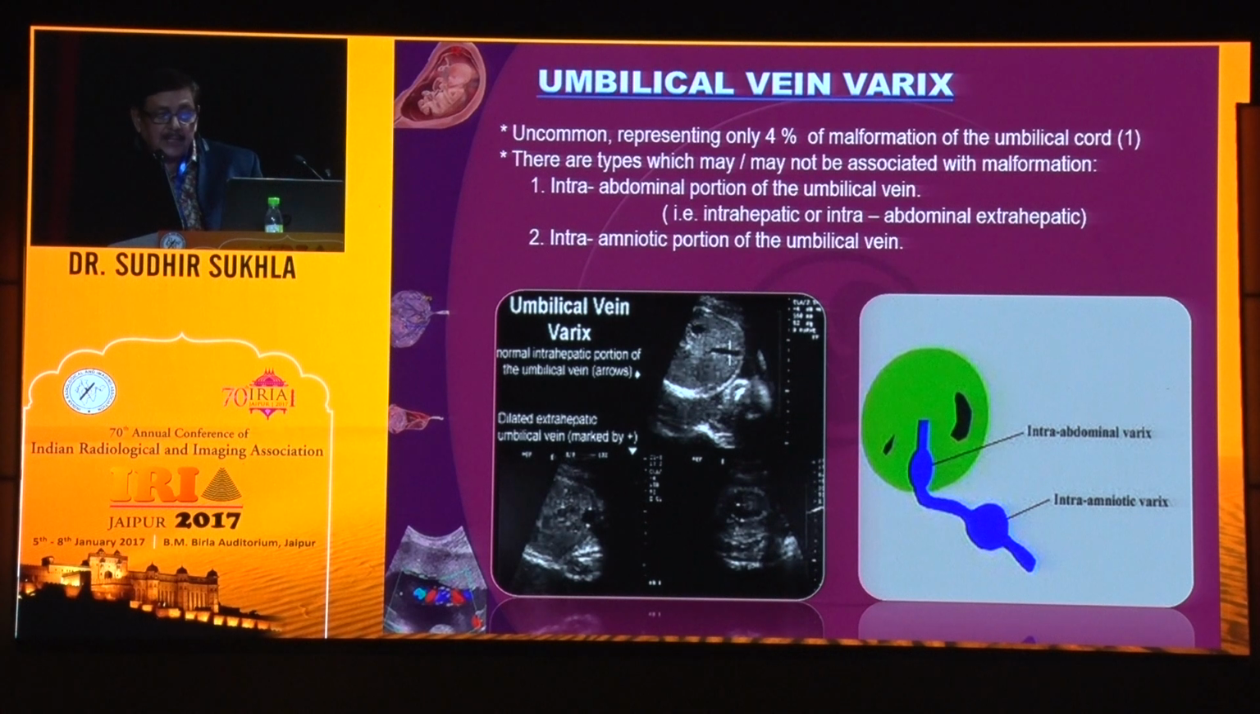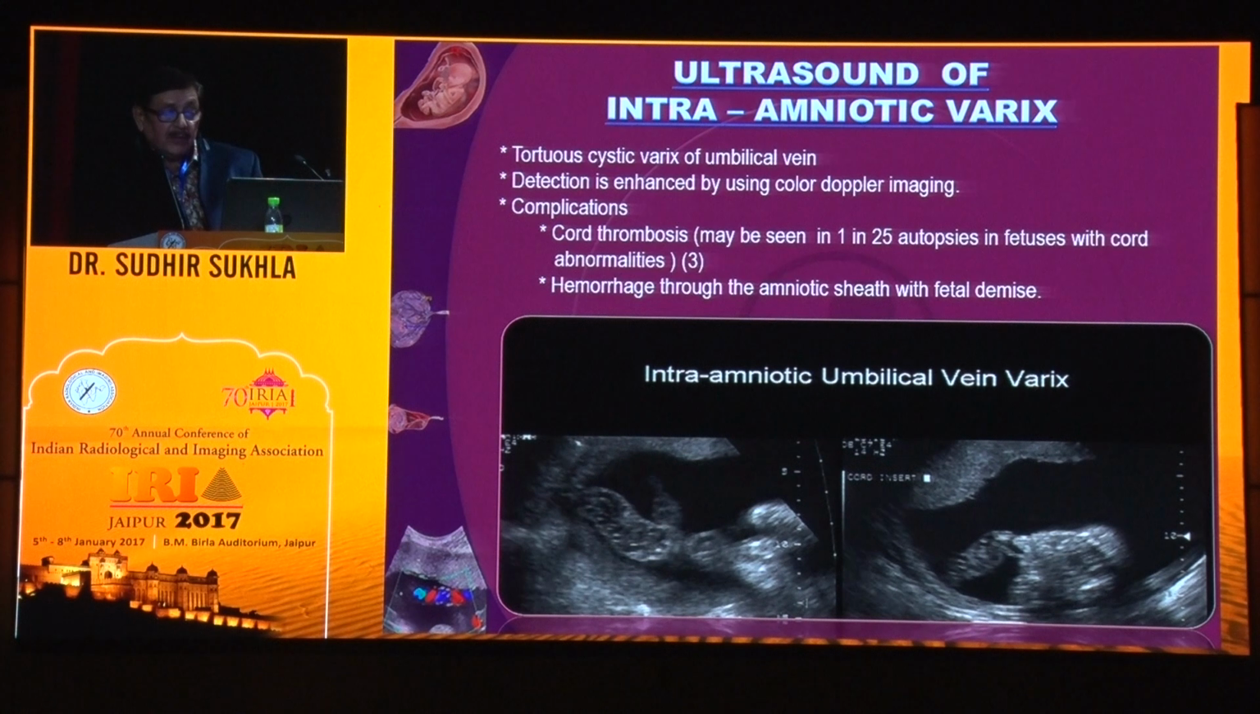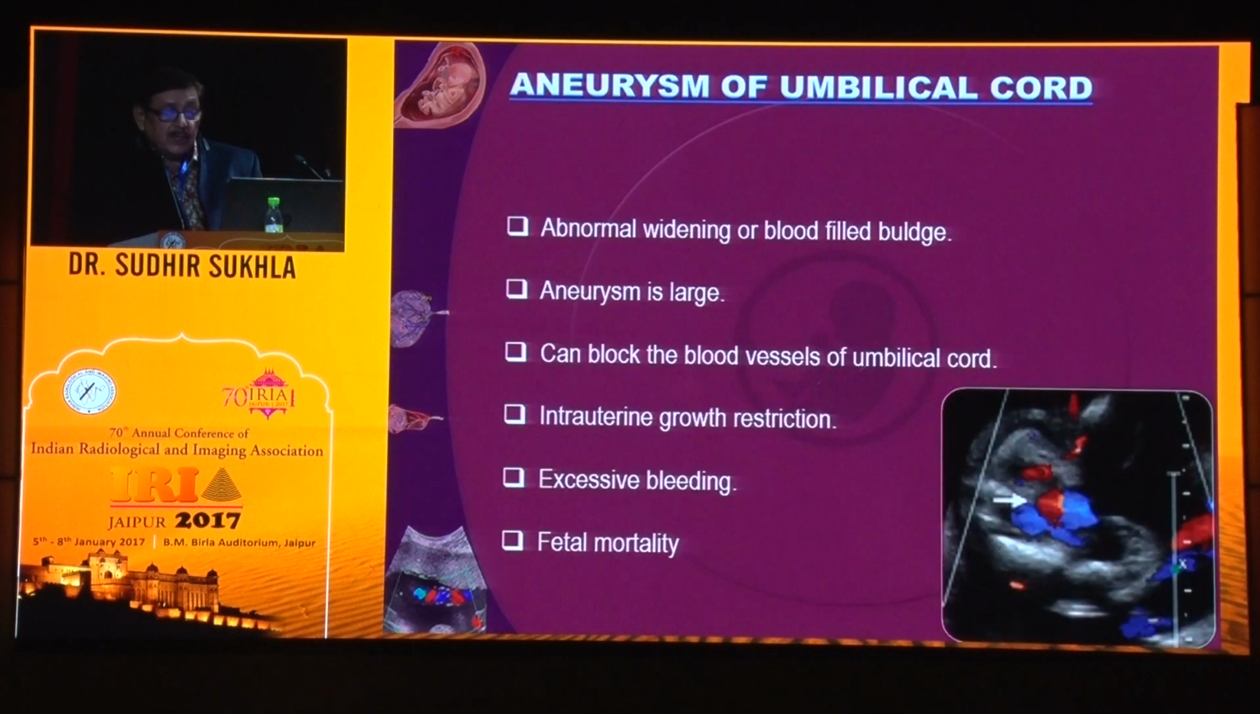Umbilical vein varix, there can be intra-abdominal and intra-amniotic varix. Here the picture is an intra-abdominal varix, and when you see a varix, you have to put a Doppler to differentiate it from other differential diagnoses in the abdomen, such as cysts and many others. The demonstration of flow will differentiate it. This is an intra-amniotic umbilical vein varix, a tortuous cystic varix.